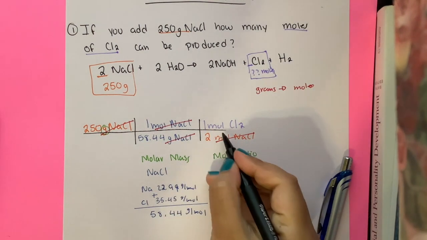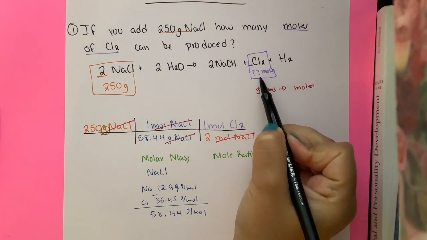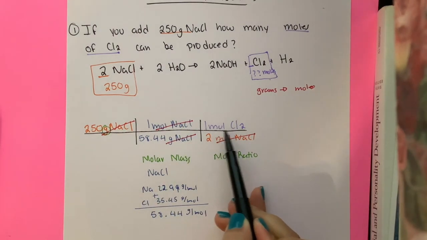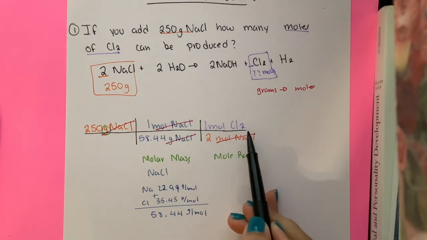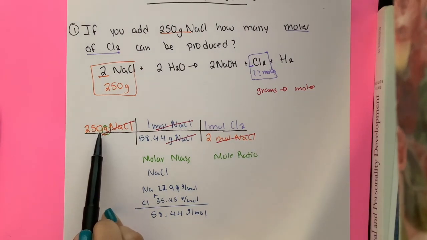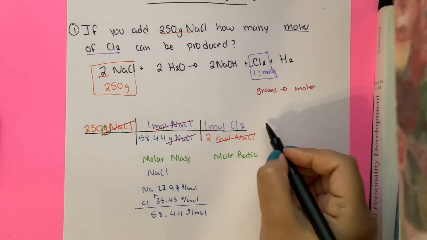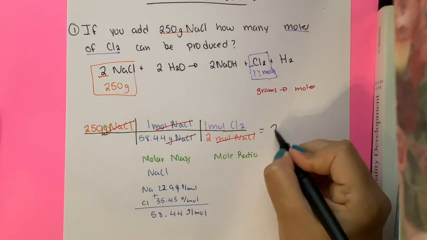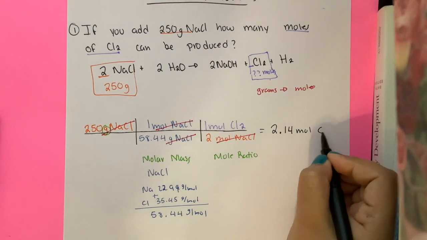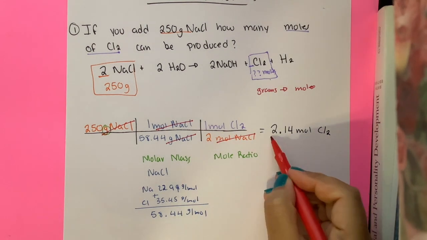Now, I'm going to go back to my question to see if I am done. The question is asking me for moles of chlorine. Right now, the only unit that's not crossed out is moles of chlorine, so I am done. Now, all I have to do is get my calculator, do 250 divided by 58.44 divided by 2, and I get 2.14 moles of chlorine. And that is my final answer.